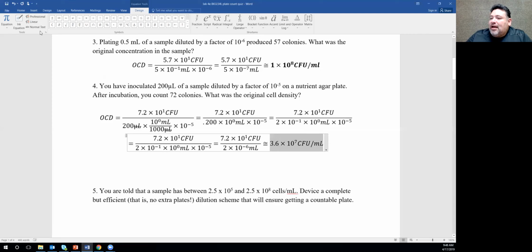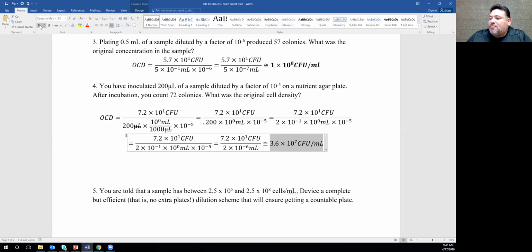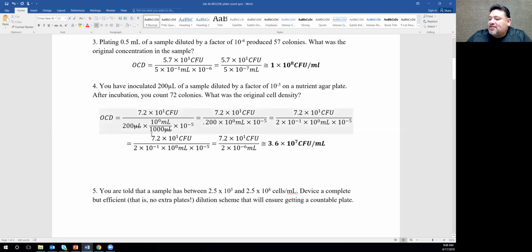So the one hiccup in this entire problem is the fact that instead of starting with a delivered volume in milliliters, we delivered it in microliters. Okay, so because of that, we had to turn the microliters into milliliters. Here it is, and then we had to do the math out.